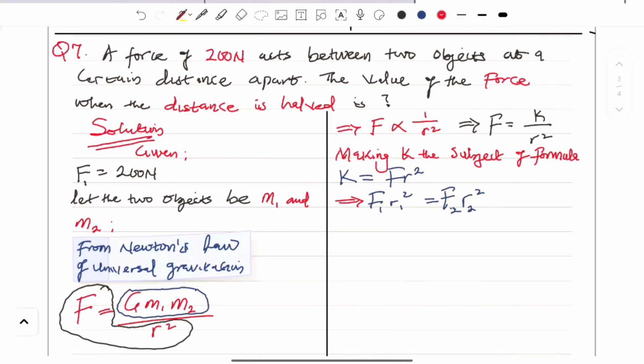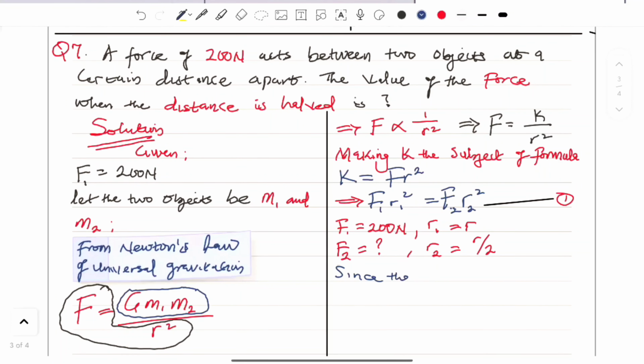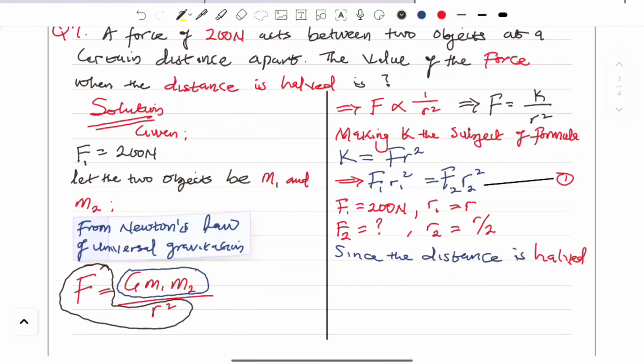Is that clear? We want to solve this together. Let's label this as equation 1. Then F1 is equal to 200 Newton. R1 is equal to R from the equation. Then F2 is equal to question mark, unknown. Then R2 is halved. It becomes R over 2. R multiplied by 1 over 2 will give you R over 2, since the distance is halved, which is why we're having R over 2 as R2. I hope that is clear.